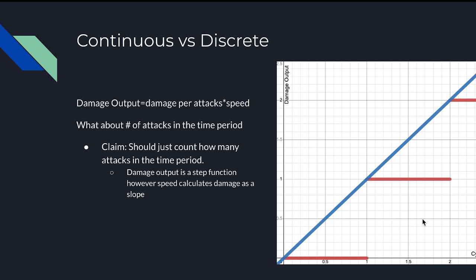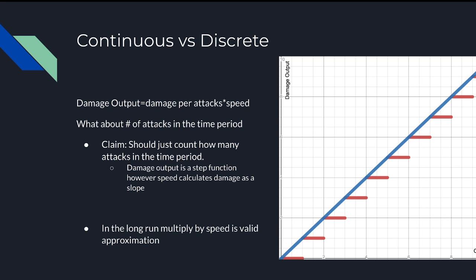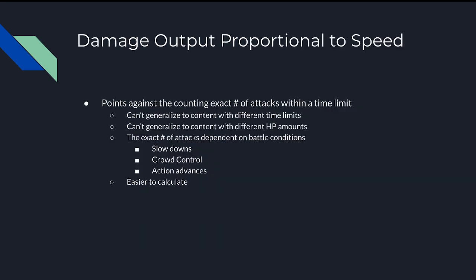While it is more accurate, actually, to do it in terms of calculating the exact number of attacks that happen within a period of time, in the long run, the approximation is much more valid because you have more attacks going through, and the percent error at the end of it is much closer. Additionally, you can't generalize it if you have different time limits as well, because you have to count each thing.